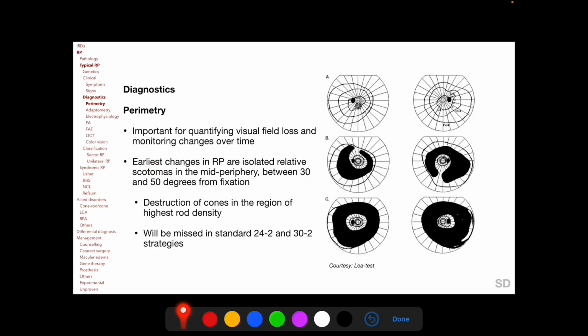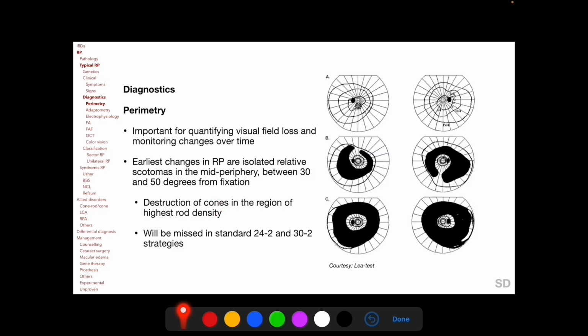The earliest changes in retinitis pigmentosa are isolated relative scotomas in the mid-periphery between 30 and 50 degrees from fixation, because this is the region of highest rod density, which is the primary target of damage in retinitis pigmentosa, whose destruction also leads to collateral destruction of cones.